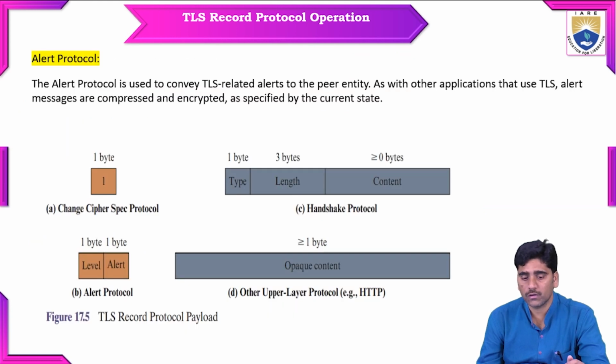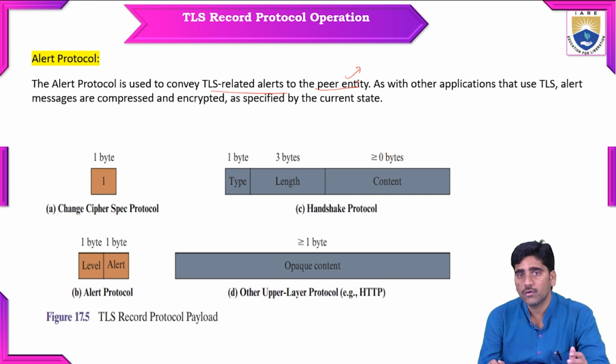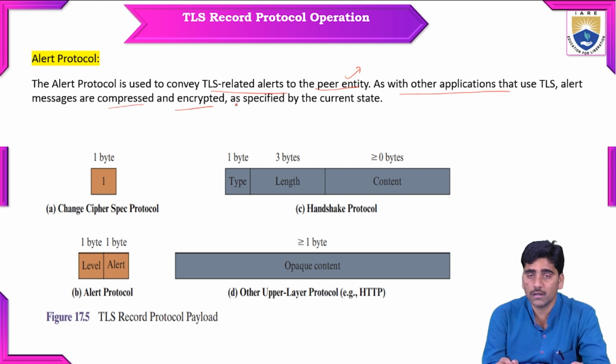The second one is the alert protocol. The alert protocol is used to convey TLS related alerts to the peer entity. It gives notifications or alerting messages to the systems or networks. As with other applications that use TLS, alert messages are compressed and encrypted, as specified by the current state.